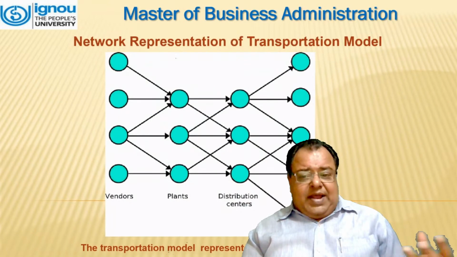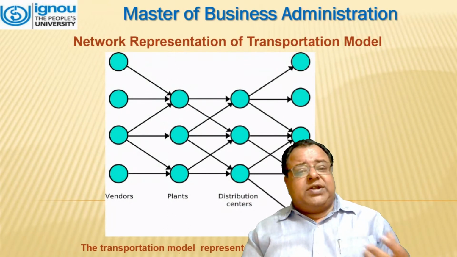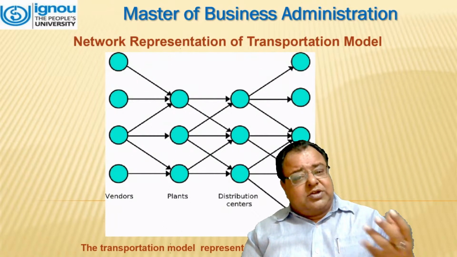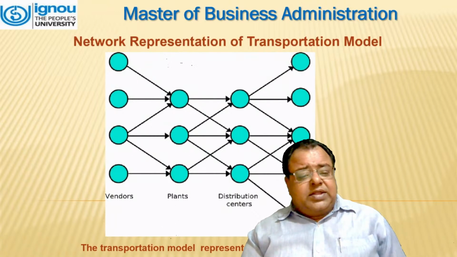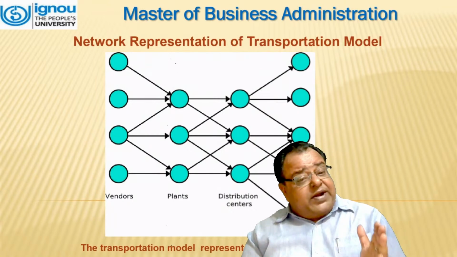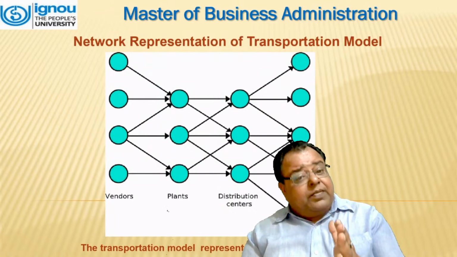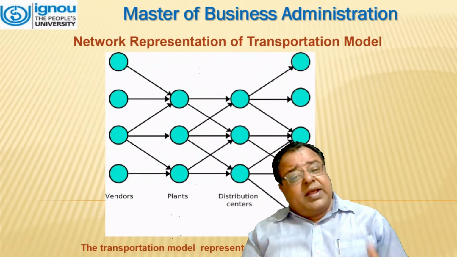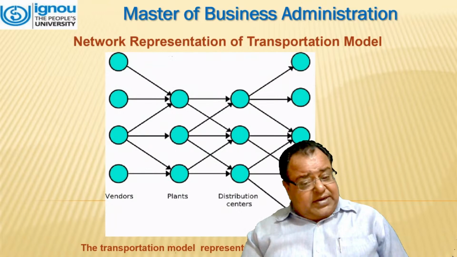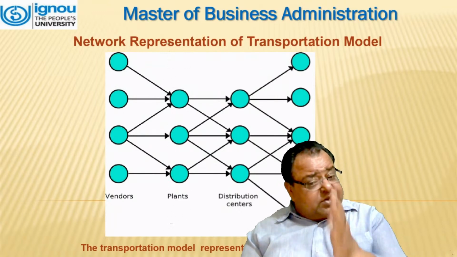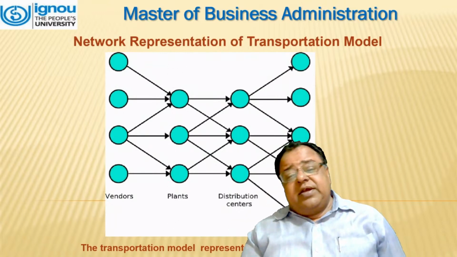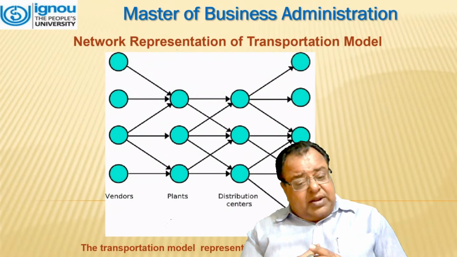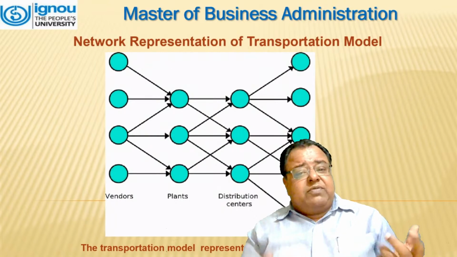This is what I said just now, what the network representation of transportation model is all about. We can see there are different vendors. Different vendors are providing their parts to plants where they are assembled or manufactured or transformed. They are again sent to the distribution centers, and from the distribution centers, it is again routed to retailers. So this is the transportation model, which is represented by a network diagram.